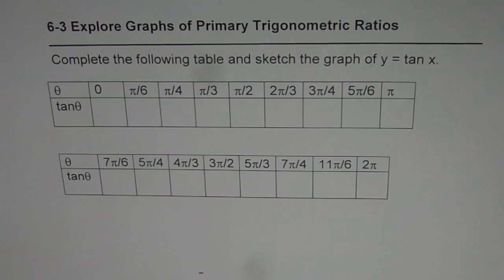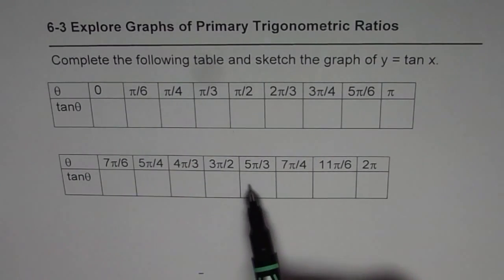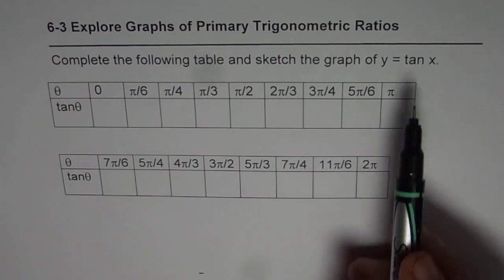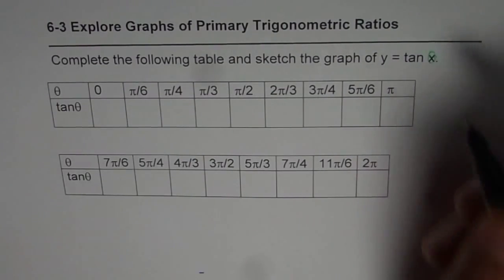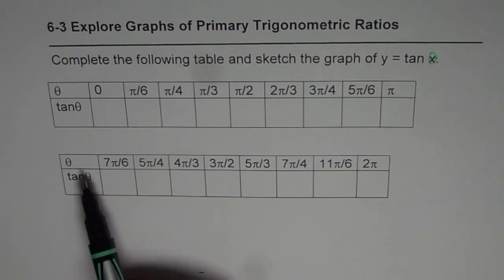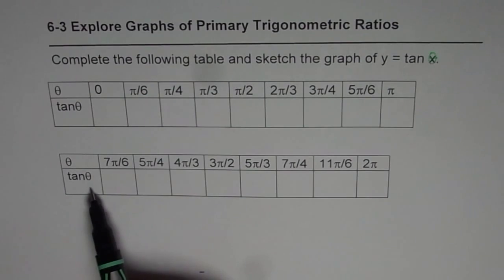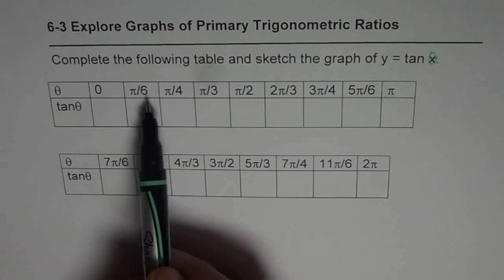I'm Anil Kumar, and in this video we will see how to sketch the graph for tan of x, where x, the angle, is given in radians. You need to complete this table and then sketch the graph for the tan function. Let it be tan theta or x, it doesn't matter. So the parameter here in the table is used as theta. Theta has different angles here.